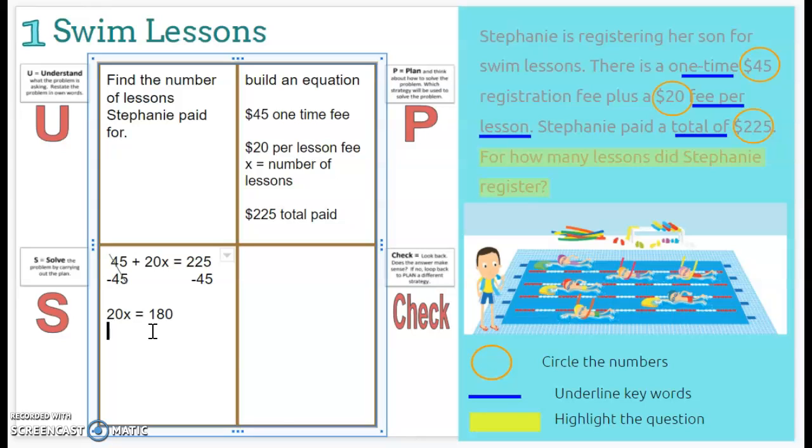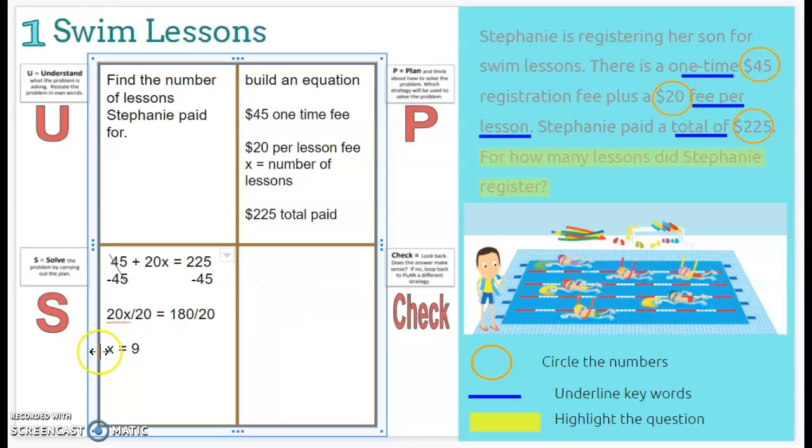All right, so now I need to divide 20 by 20, because right now this is multiplying. When your number is next to your variable, it's multiplication. So I need to actually divide this by 20 to get rid of that 20. So this 20 cancels out this 20, which leaves me with x equals, and then I have 180 divided by 20, and that's going to give me 9.